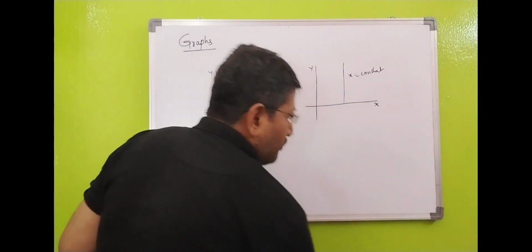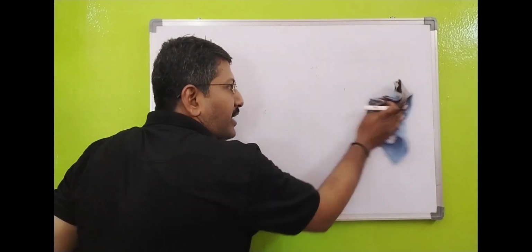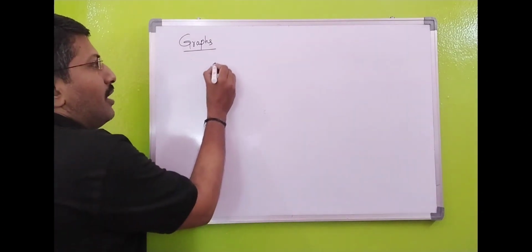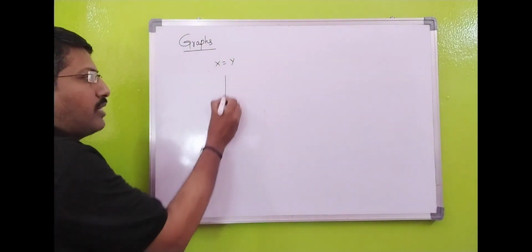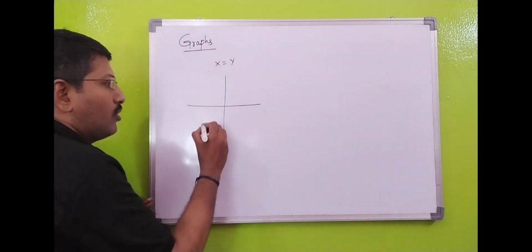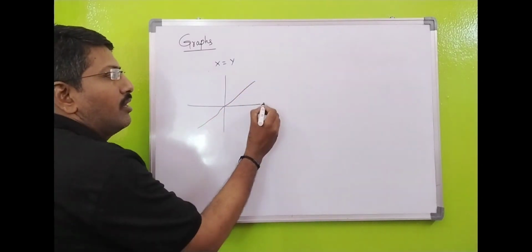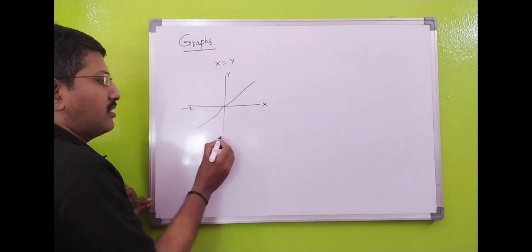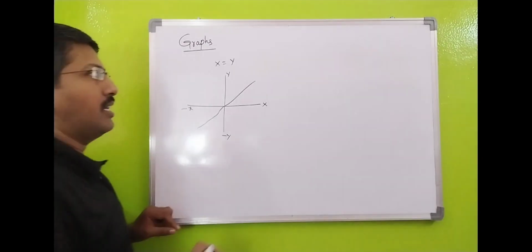Next, somebody asks, if x is equal to y, how to draw the graph? That means here x is equal to y. The nature of the graph is like this. This is x, this is y, this is minus x, this is minus y. The nature of the graph is like this only.